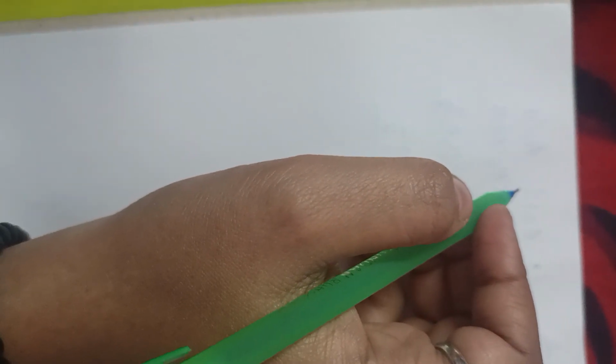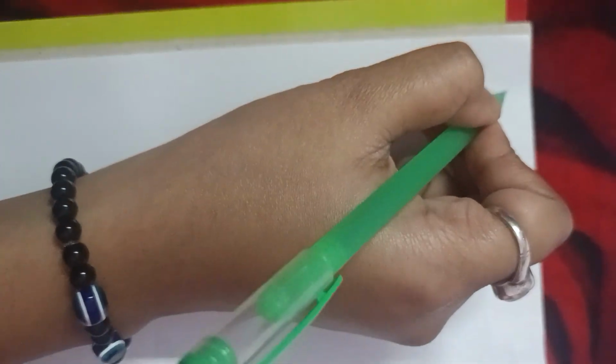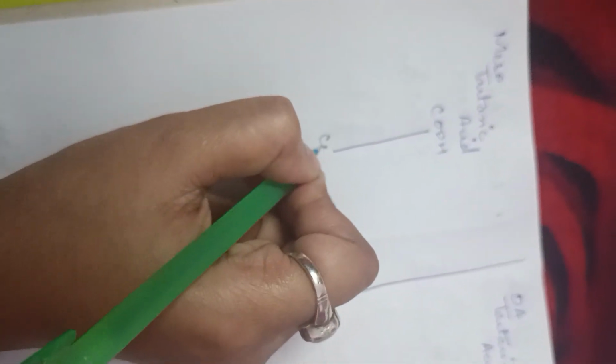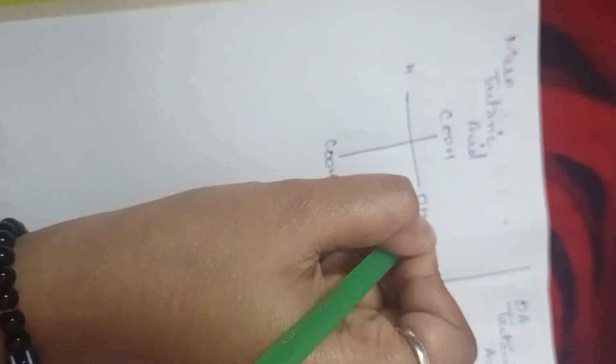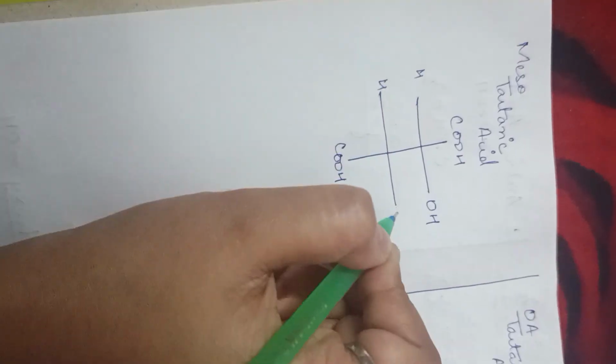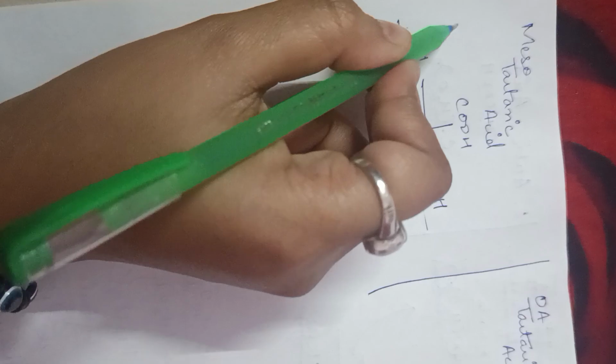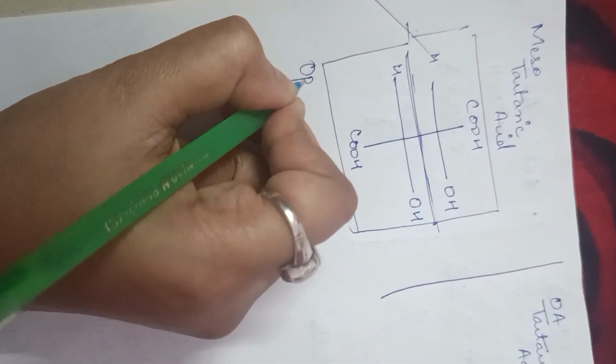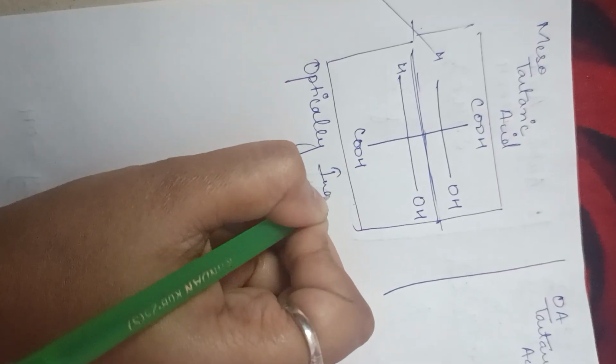Now suppose I take the example of tartaric acid. Tartaric acid is of two types. One is meso tartaric acid, and the other is optically active tartaric acid. Meso is like this: on both sides you have COOH, on one side you have OH, on the other side you have OH. So if I divide, both sides are the same, so there is symmetry. You can write here that this is optically inactive.